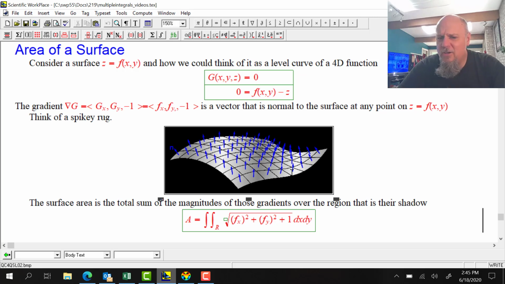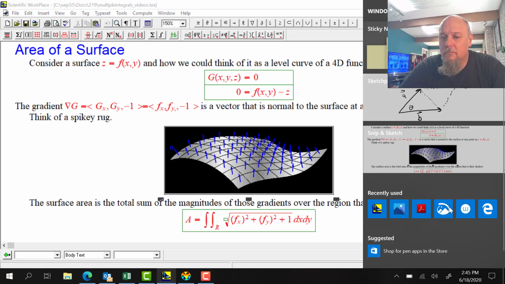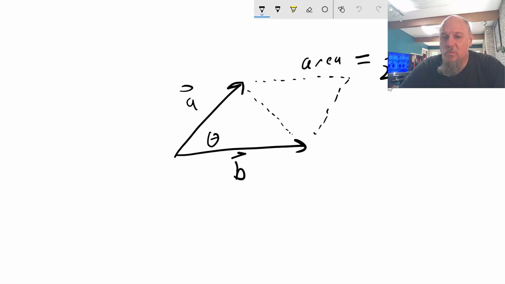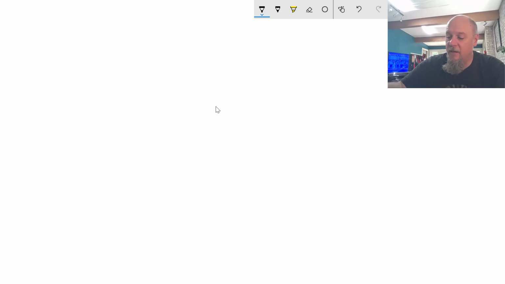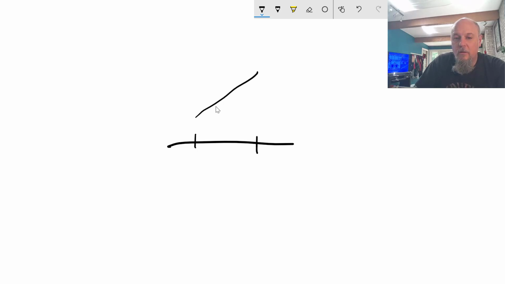Now a couple of things. Why should the normal vector have to do with the area? Well, think of this then. Here's the shadow that the surface makes, and there's its normal vector.